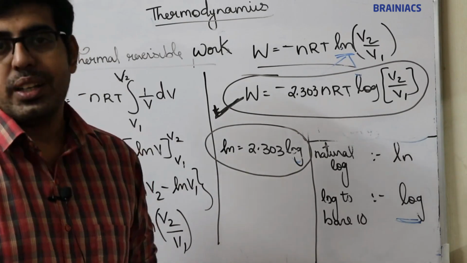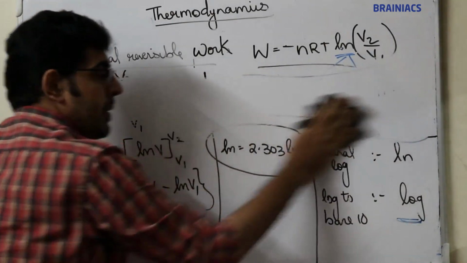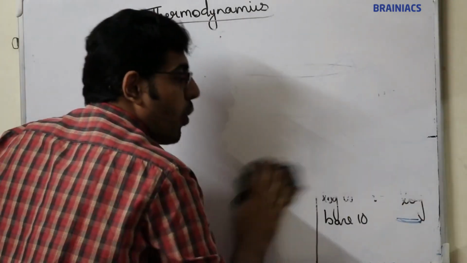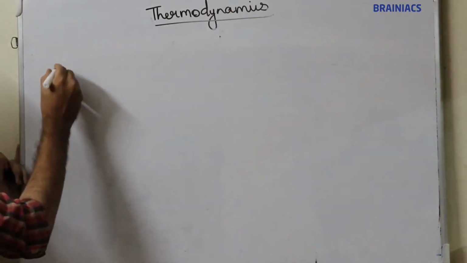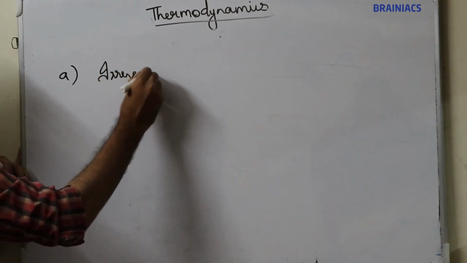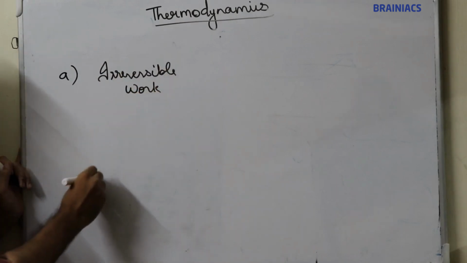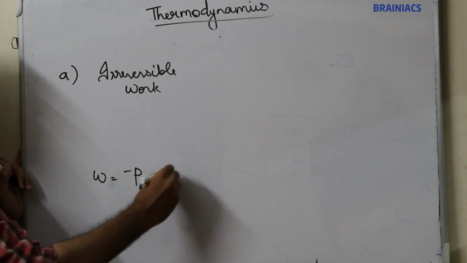Isothermal reversible work. So, first one, irreversible work. Work W is equal to minus P external into delta V.